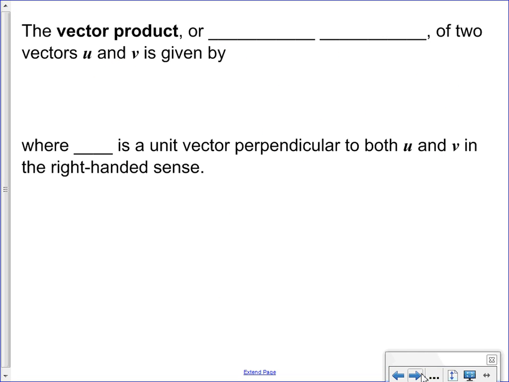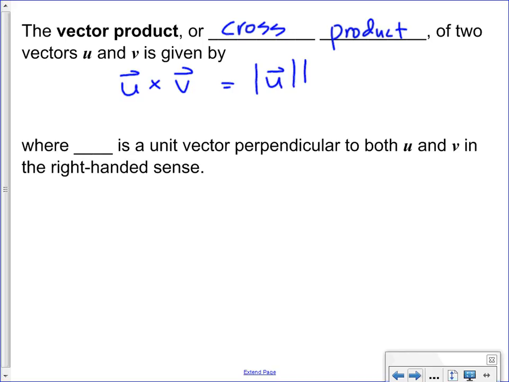All right. The vector product, aka the cross product. Notes. So, if you took the cross product of two vectors like u cross v, notice not a dot anymore, right? So u cross v, that's the same thing as multiplying their magnitudes. Instead of cosine, it's going to be sine theta to the normal.